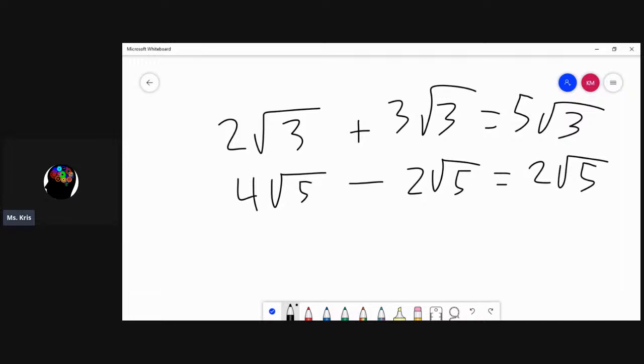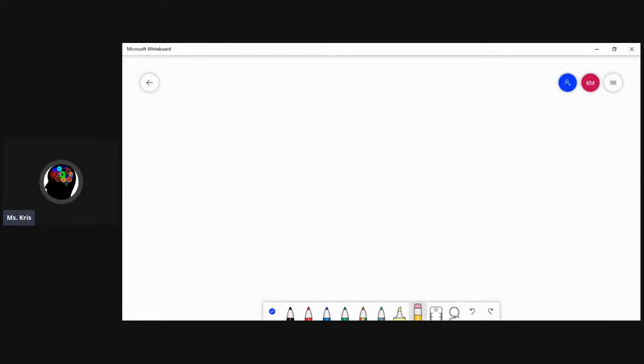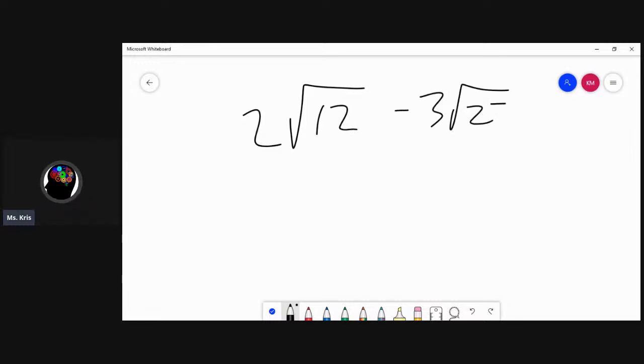Now, what if you do not have like radicals? Just like if you didn't have like fractions, how would you break that down to make them alike? And is it possible for them to be alike? Well, here's an example of what that looks like. Say, for instance, you are asked to simplify 2 square root of 12 minus 3 square root of 27 plus 2 square root of 48.